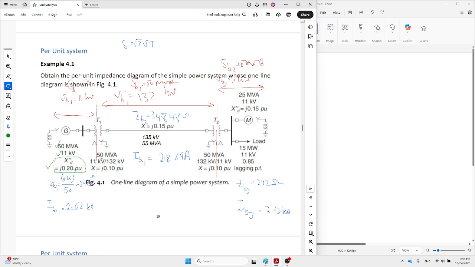Okay. Then go to the transformer, 50, which is correct. 11 becomes 132. It's also correct, so this value does not need to be changed.